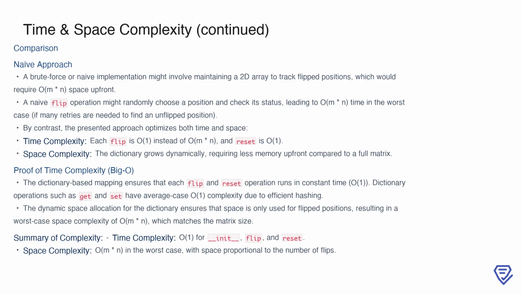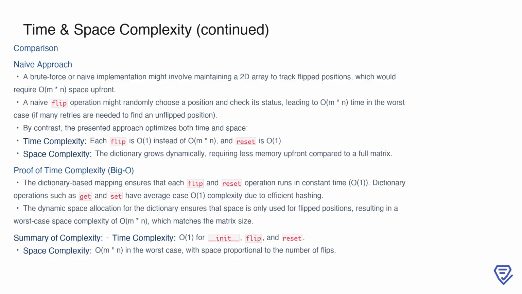In contrast, the dictionary-based approach ensures each flip operation runs in constant time, O(1), by leveraging efficient hashing for lookups and updates. The reset operation also achieves O(1) time complexity, making the entire process highly efficient. Space complexity is similarly optimized, as the dictionary grows dynamically and only uses memory proportional to the number of flips, with a worst-case space complexity of O(m*n).